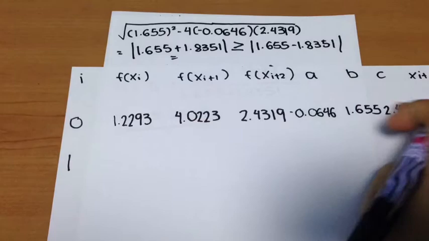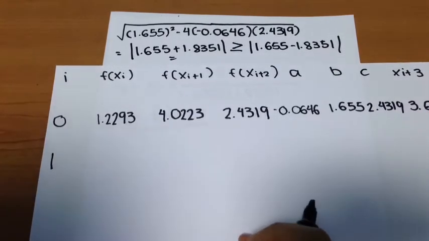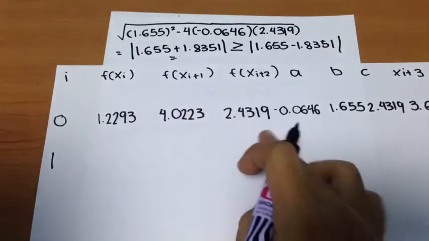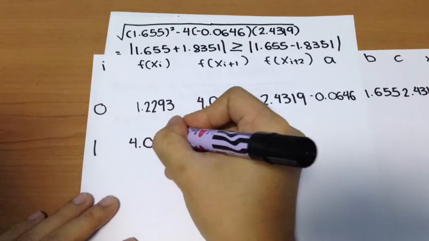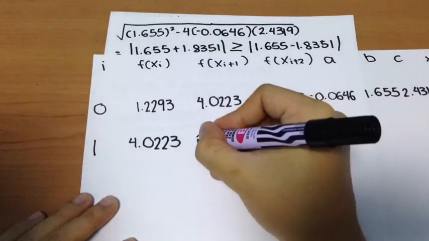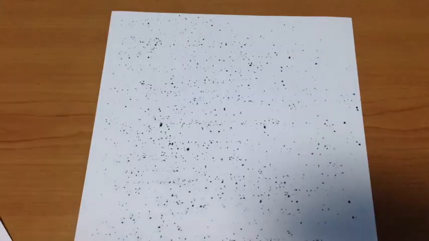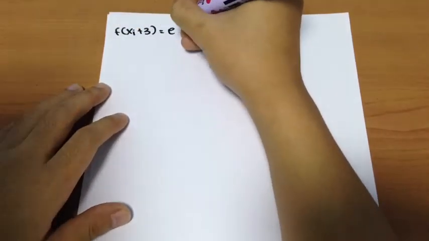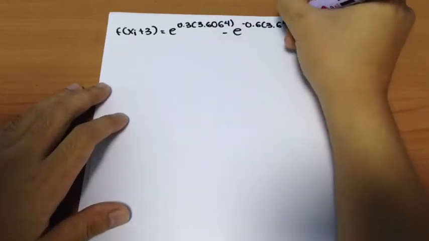And then we proceed to iteration 2, and we're going to find all of the f(x)'s and our a, b, c, and then our x3. So we therefore only move one x. So we have 4.0223 as our xi and our 2.4319 as our xi+1. So we are going to determine xi+2. So we simply substitute our xi+3 to our function, and we have our new xi+2.